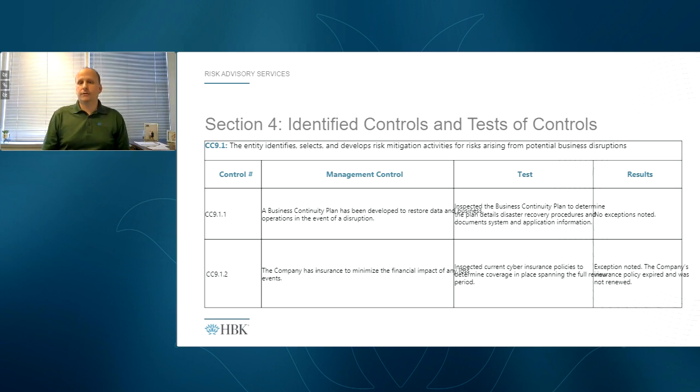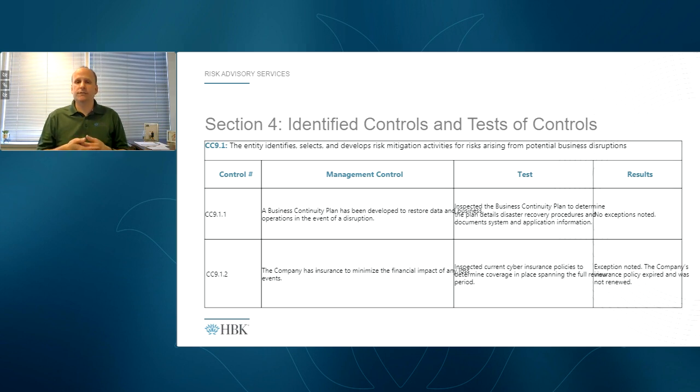One thing to note in the results section, you'll either have no exceptions noted or an exception noted. If there is an exception, there's an opportunity for management to explain what happened with the exception. This can either be included in section 4 or section 5 of the report. So it's important to really obtain an understanding of what that exception was, and then assess how that impacts your organization as a user of this service organization.